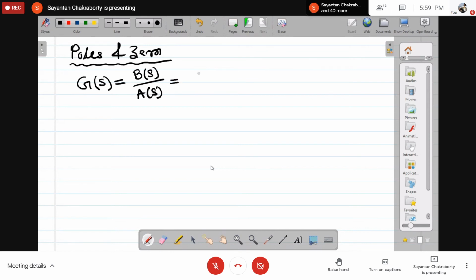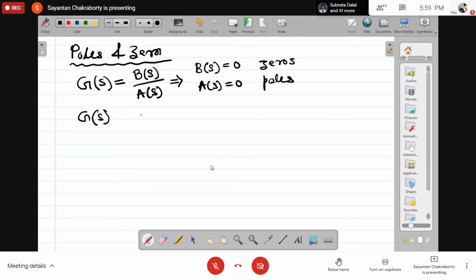So this zeros will give you some poles of the system. If you want to define poles and zeros, I think those are all defined in your circuit theory part. So for that, I'll just go through it very quickly. G(s) is a function of complex variable s, so that for each value of s in the s plane, we'll have a corresponding value of G(s).